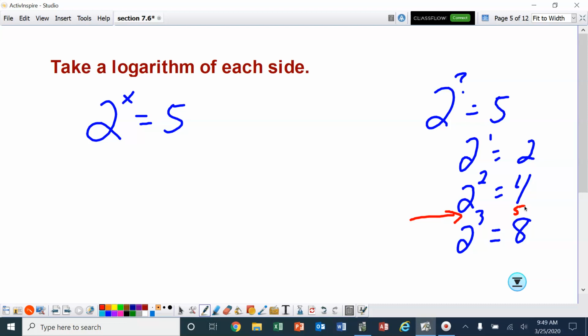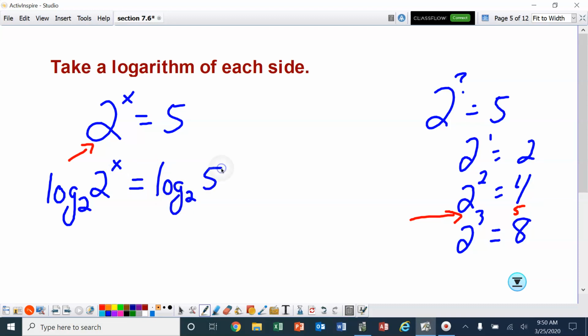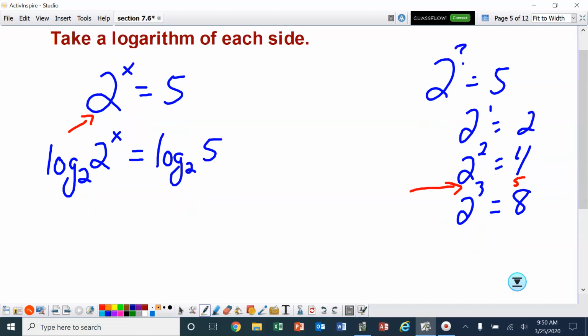So remember, what you do on one side, you do to the other. So since this is a base of 2, I'm going to write this now as log base 2 to the x equals log base 2 5. Again, what I do to one side, I do to the other side. Now, if you remember your rules, this is going to cancel out. And so I'm left with x equals log base 2 5.